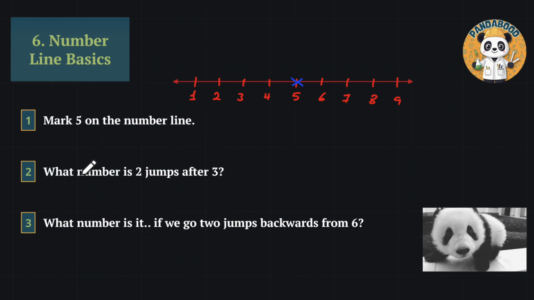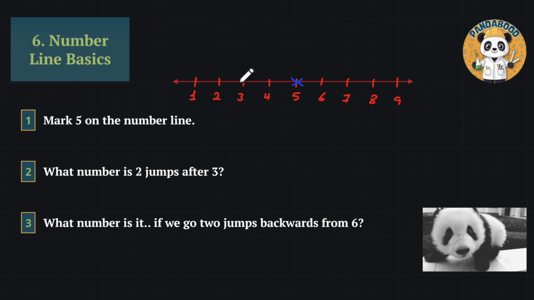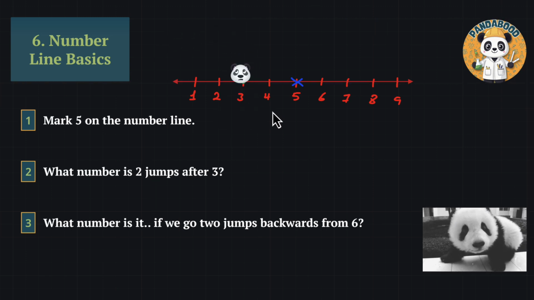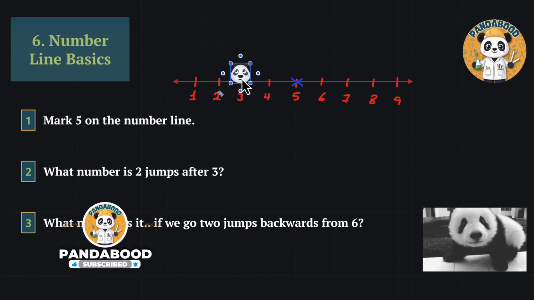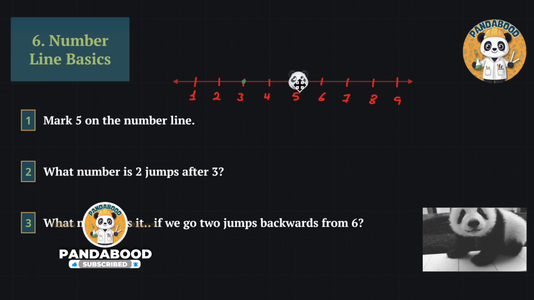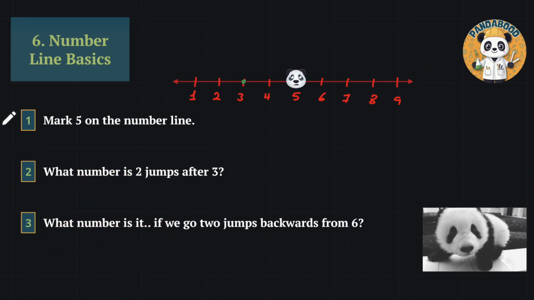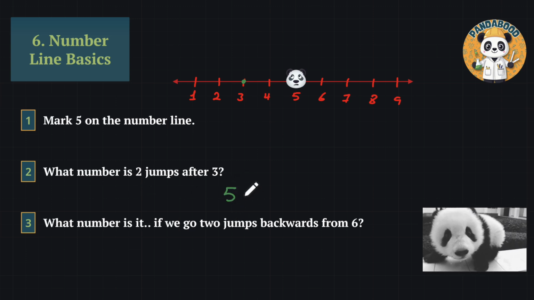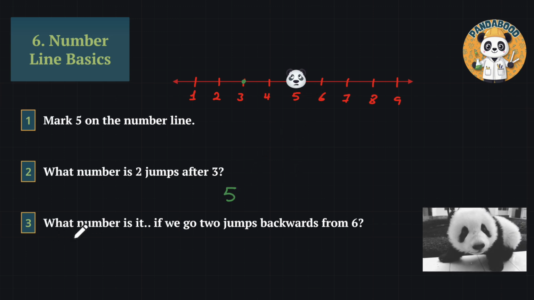Question 2. What number is 2 jumps after 3? So first you have to go to 3, and let's imagine there is a panda on 3. So what number is 2 jumps after 3? You're gonna count from here. 1, 2. So we land on the same number as question 1. So the answer is 5. And this is important because learning about this will help us to know how to subtract and add using the number line.